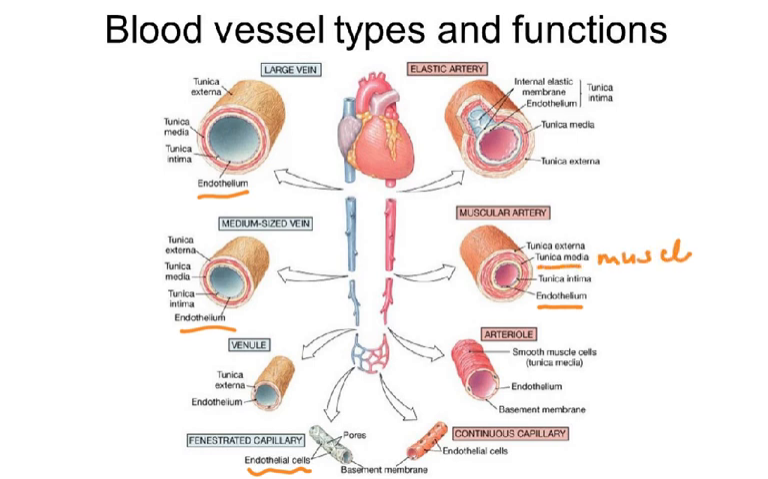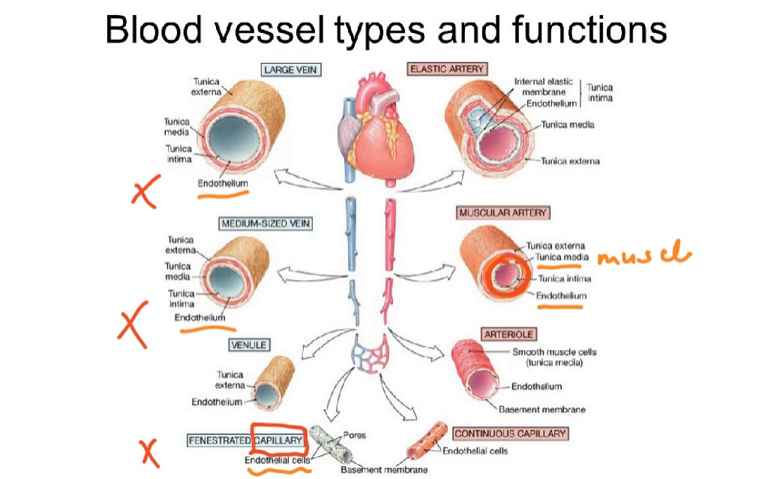So the muscles in the wall of the arteries can contract or relax. That is called vasoconstriction or vasodilation. Similarly, the veins cannot vasoconstrict, neither can the capillaries, because the capillaries have nothing in them.